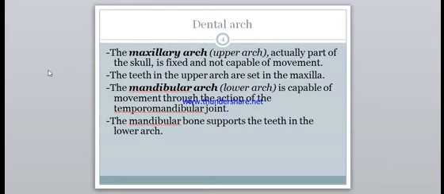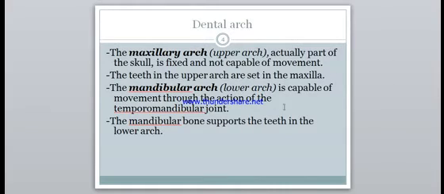When we see the details of the anatomy of teeth, the dental arch has two arches, maxillary, the upper arch, and mandibular, the lower arch. The maxillary arch is actually part of the skull and is fixed and not capable of movement. It has no joint to be mobile, and the teeth in the upper arch are set in the maxilla.